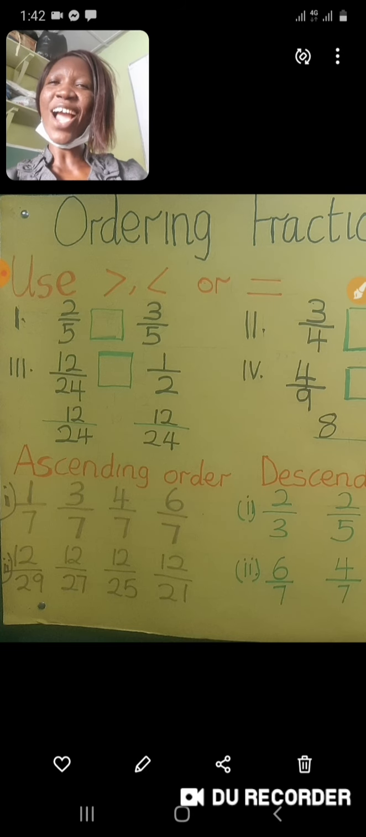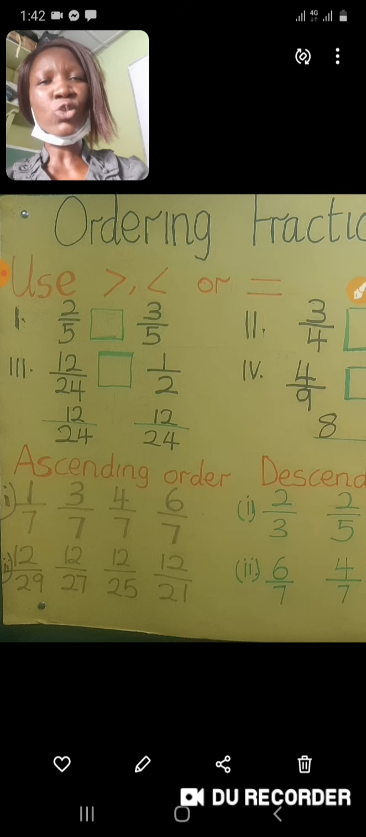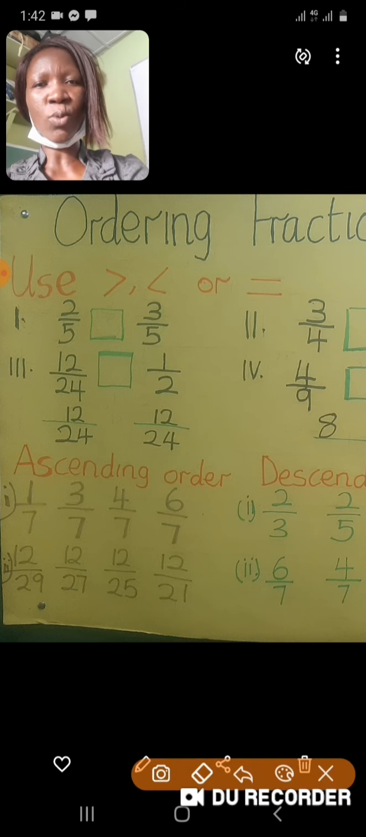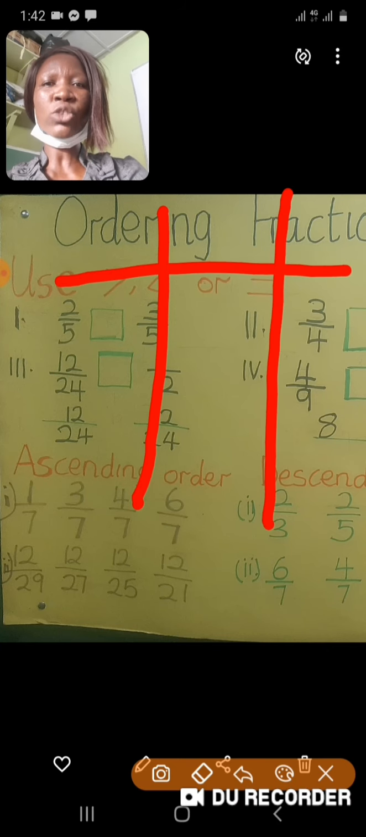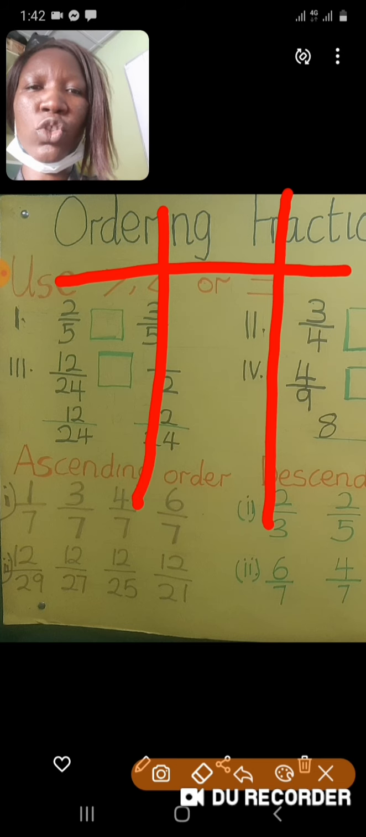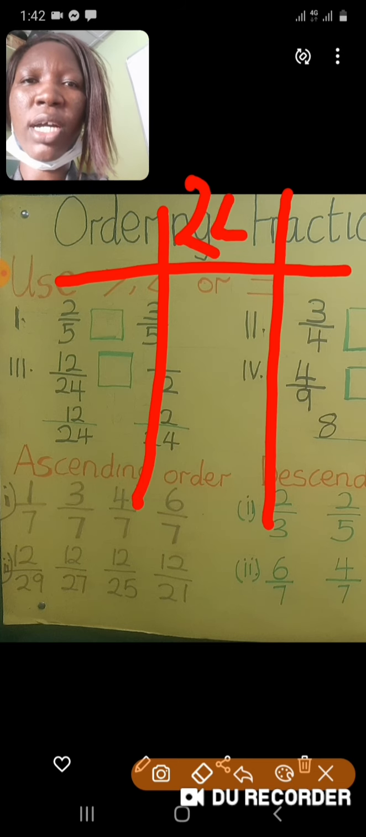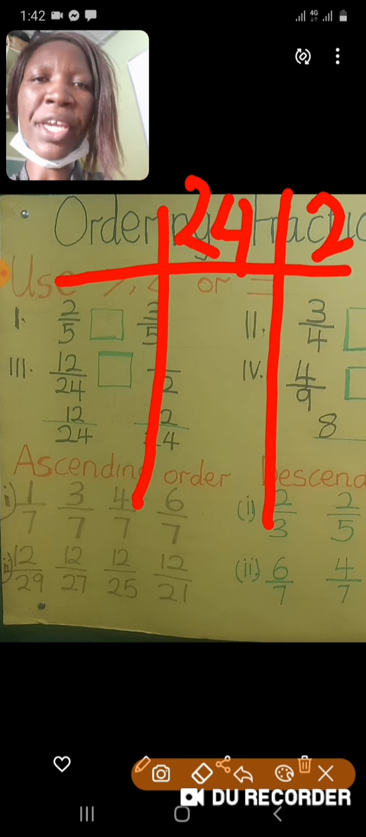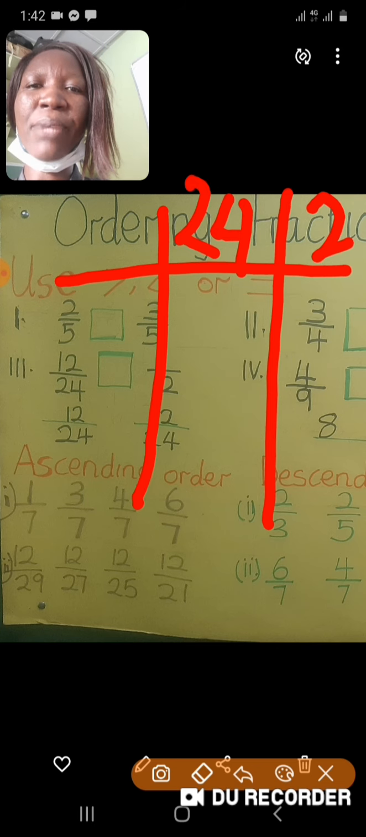Is to find the LCM. You've been taught how to find LCM, right? Let's do it together for the sake of this talk. We find the LCM of the denominator because we intend to make the two fractions have the same denominator. Okay, so we have 24 and 2. What are we going to divide by? We are going to divide by 2.